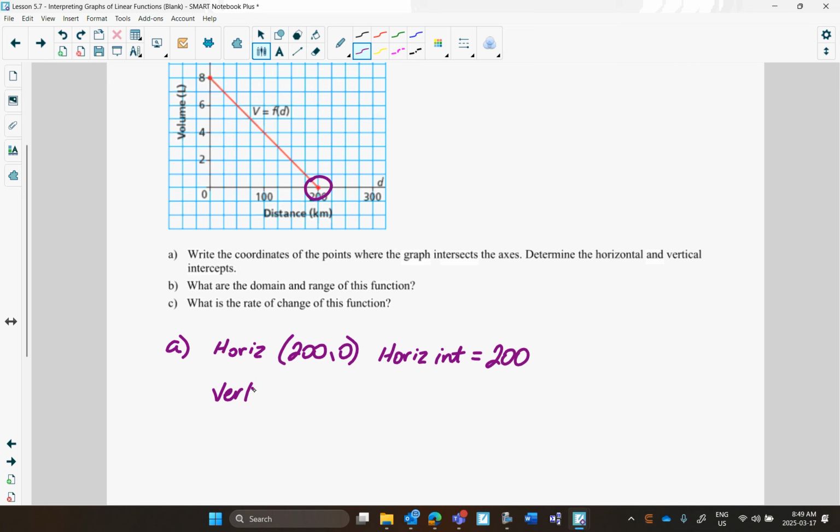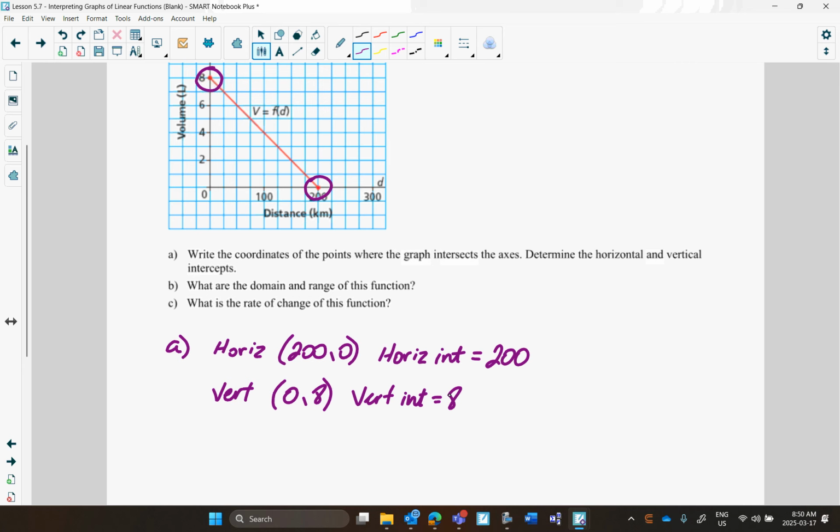What's the coordinate where it intersects the vertical axis? What point is that? 8 comma 0? Or what? 0 comma 8. So therefore the vertical intercept will be just 8. Okay.